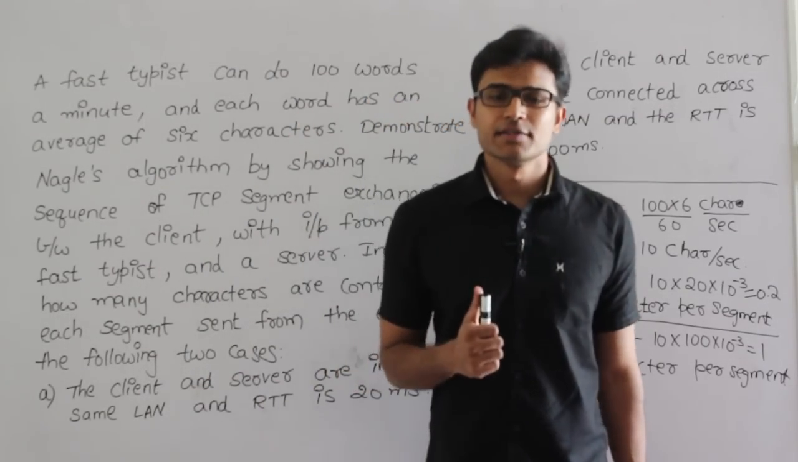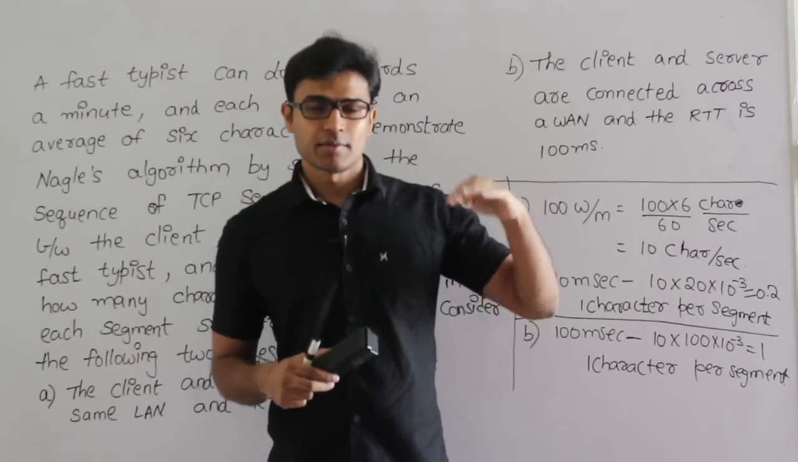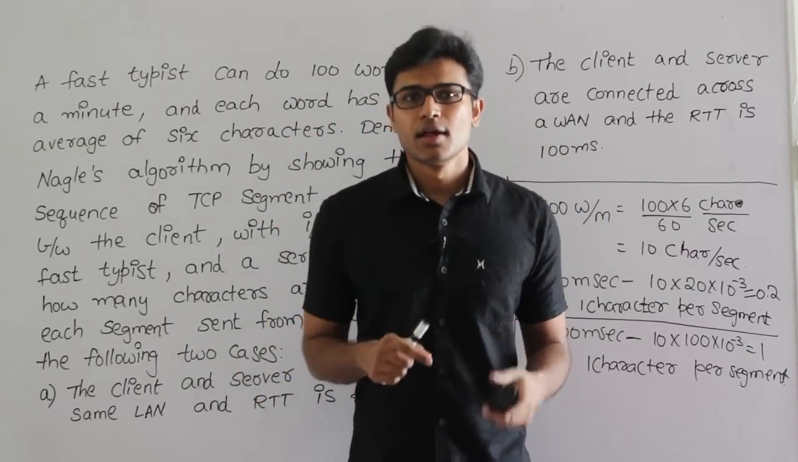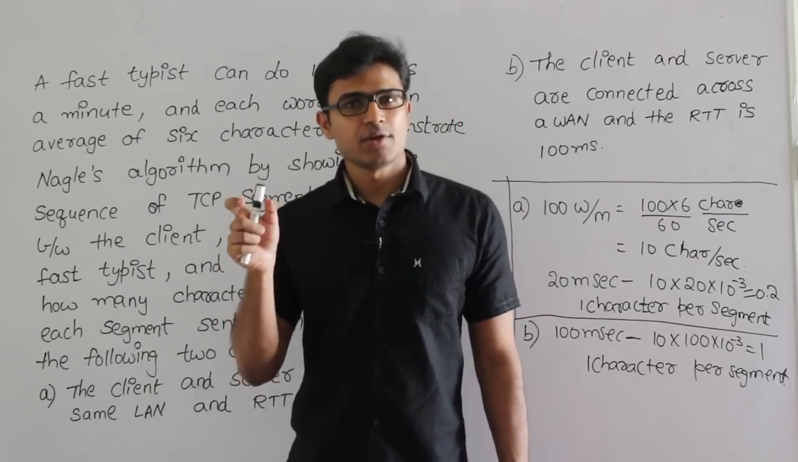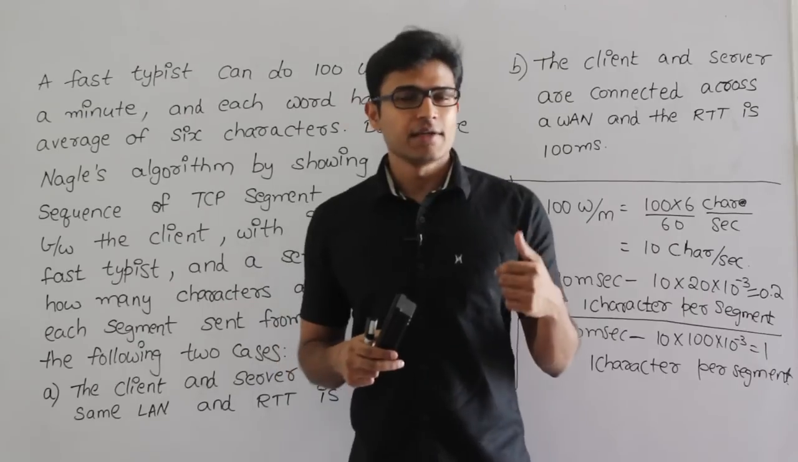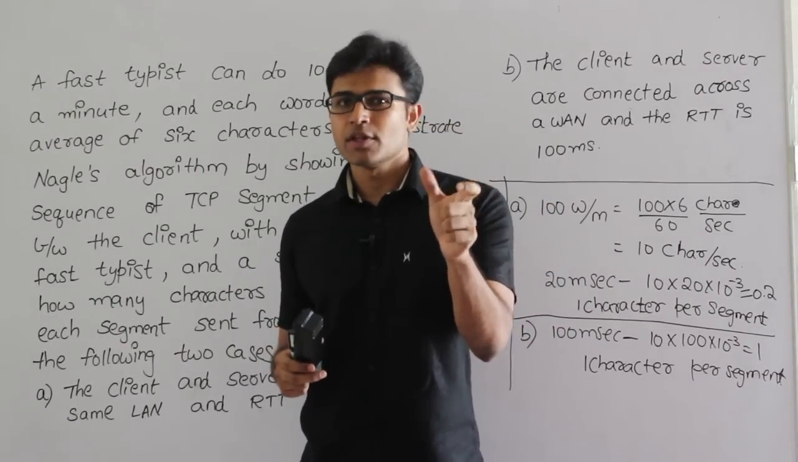This question is about Nagel's algorithm. So I told you that whenever TCP gets some data from the application layer, it will try to fill up one maximum segment size, one MSS. Why does it try to fill up that one MSS? So that it can send a lot of data for the overhead of just one header.